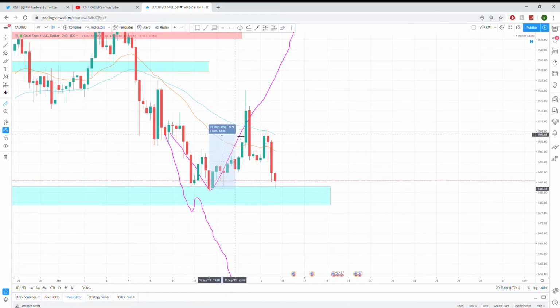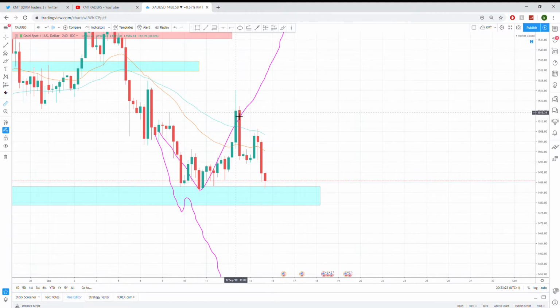and we could have made, or you could have made 2% on that, so around 200 pips before it came back on us. Yeah, before it came back.